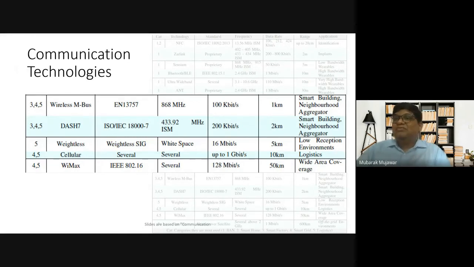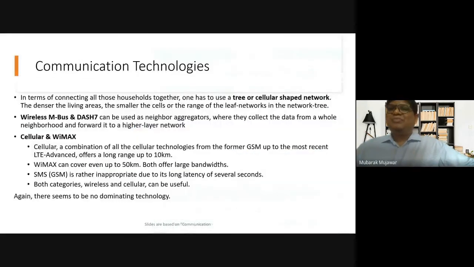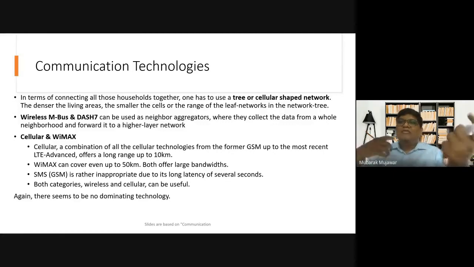Wireless is one of the things which we'll discuss shortly: cellular technologies and WiMAX technologies. So let us talk about what should be the topology of the network. Since we are keeping on adding customers and we'll have stations and substations, we have to use a tree or cellular shaped network. So everybody is communicating.